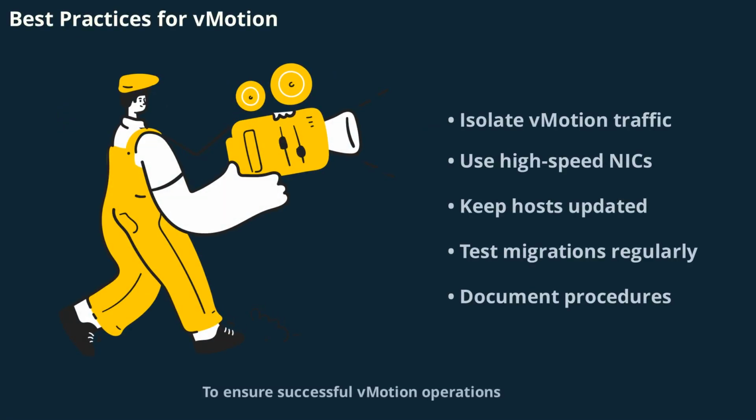To ensure successful vMotion operations, follow best practices such as isolating the vMotion network, using high-speed NICs, and keeping ESXi hosts updated. Regularly test migrations to identify potential issues before they impact production workloads. Document your environment and maintain clear procedures for troubleshooting and recovery.